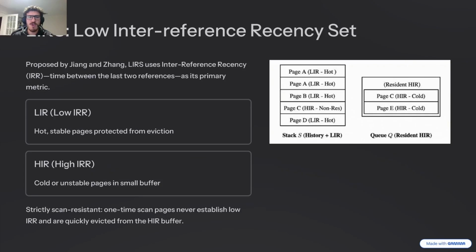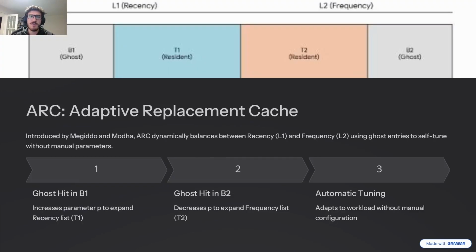Now, let's look at modern solutions. First up is LIRS. As I mentioned, standard LRU fails when you scan a large file. LIRS solves this by using a metric called IRR. It separates pages into 2 groups: hot LIR and cold HIR. The smart part is that one-time scans stay in the cold buffer and are quickly evicted, so they never pollute your main cache.